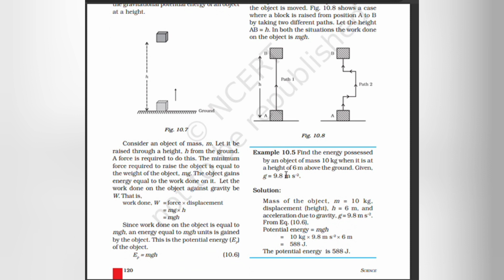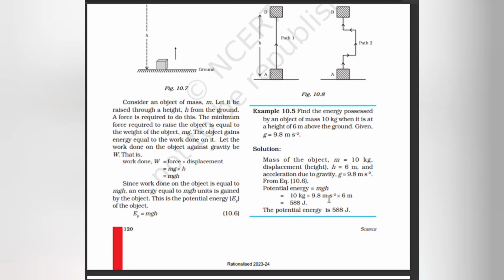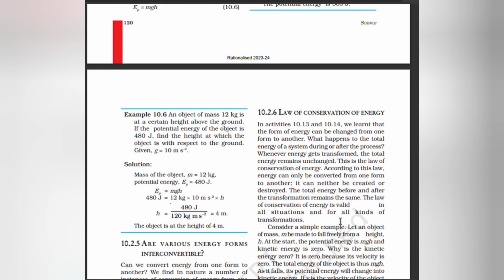Find the energy possessed by an object of mass 10 kg when it is at a height of 6 meters above the ground. Given g is equal to 9.8 meters per second squared. Solution: mass of the object m is equal to 10 kg. Displacement h is equal to 6 meters. Acceleration due to gravity g is equal to 9.8 meters per second squared. Potential energy is mgh, 10 kg times 9.8 meters per second squared times 6, that is 588 joules. Potential energy is 588 joules.